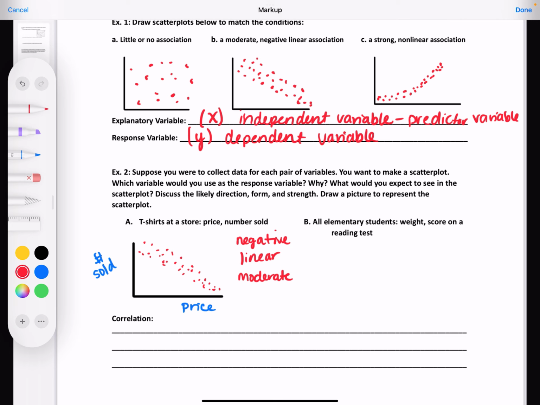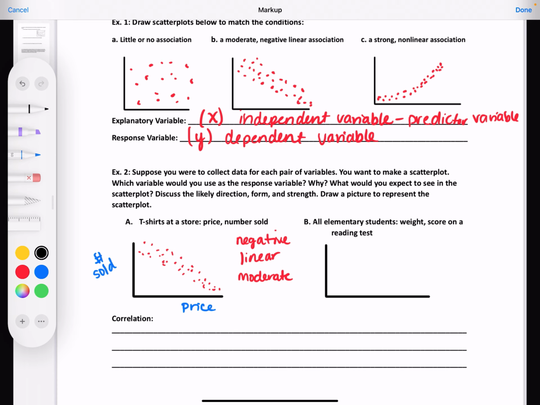All right, the next one. All elementary students, their weight and score on reading test. So this is definitely going to be no association or little to no association, at least I think. Why? Because you got some students that are smart, some that are not, and their weight can be anywhere. It's hard to compare their weight to the test score. You have chubby kids, skinny kids.